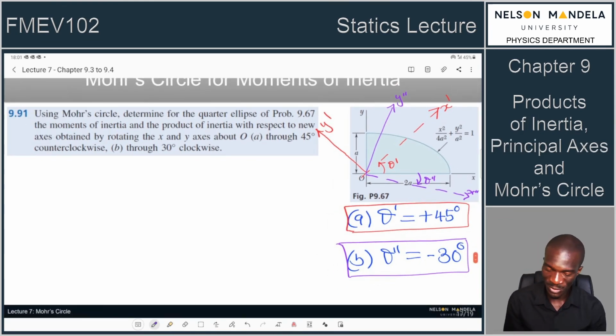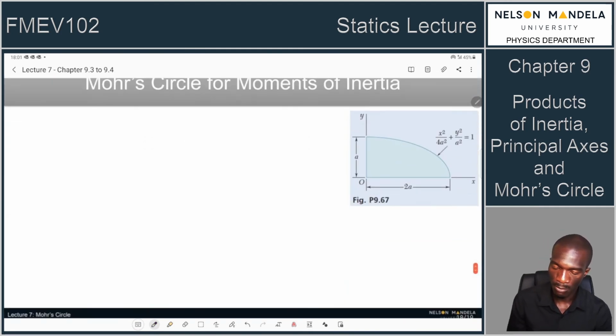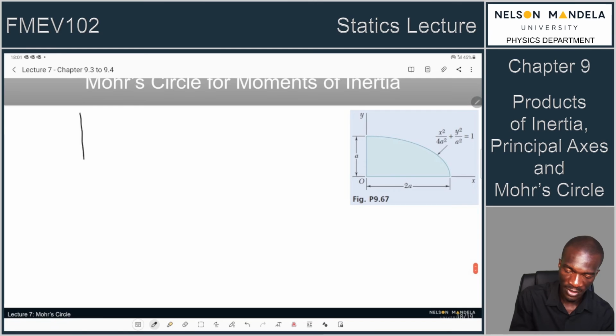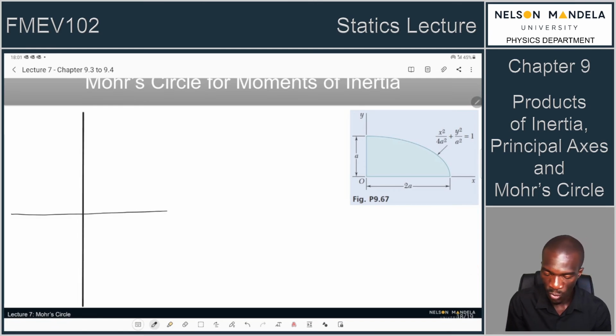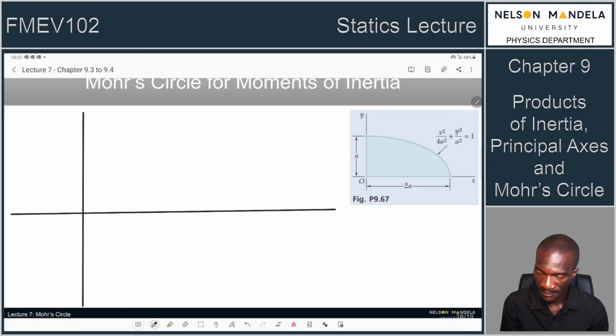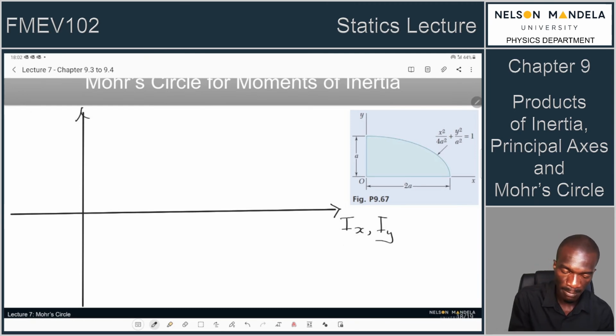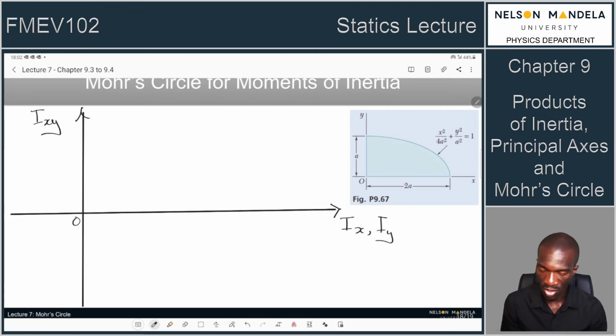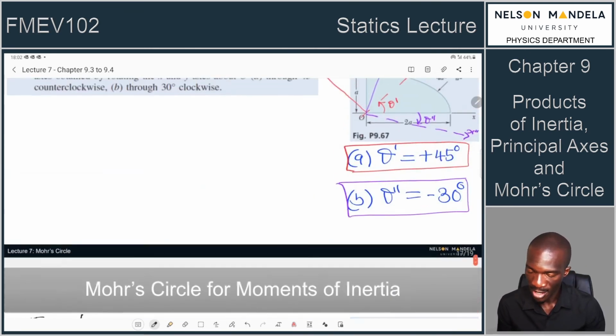So in order for us to work this out, we need to plot Mohr's circle. So let's plot Mohr's circle. So we know that we can start from the left because there are no negative values for the moments of inertia. So this is our moment of inertia axis. It can be moment of inertia about the x or moment of inertia about the y. This is our product of inertia axis. This is our origin.